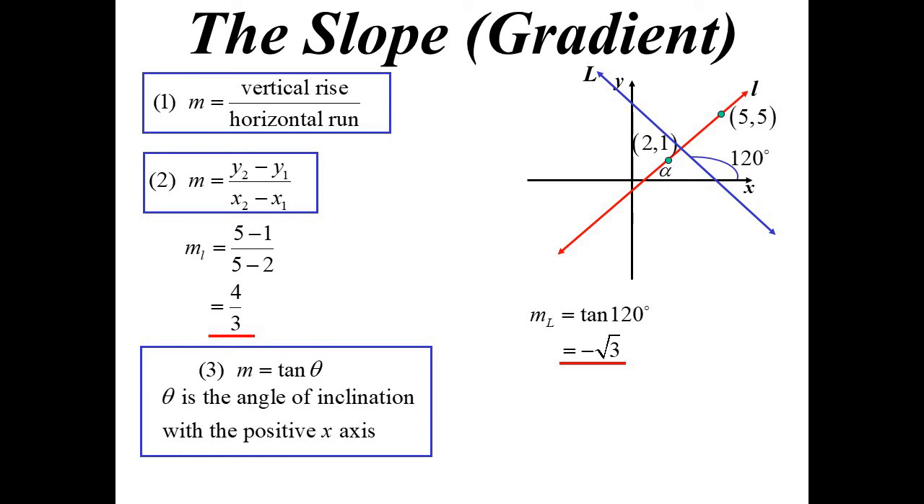If I wanted to work out the angle there, I'll call it alpha. Well, now that I know the tan of the angle is 4/3, the angle that red line would make with the x-axis would be 53 degrees. So they're the different ways that we can find slope.